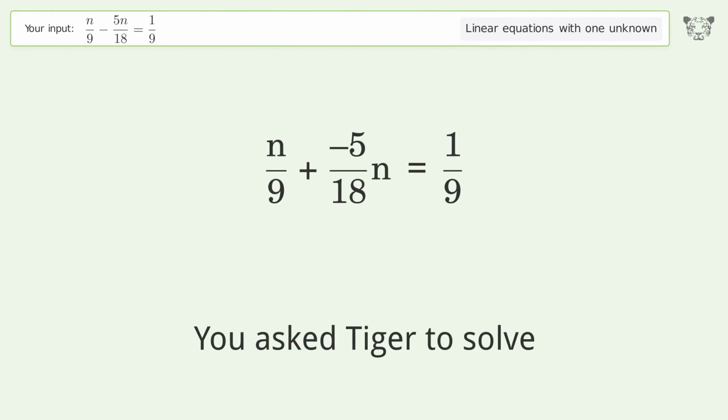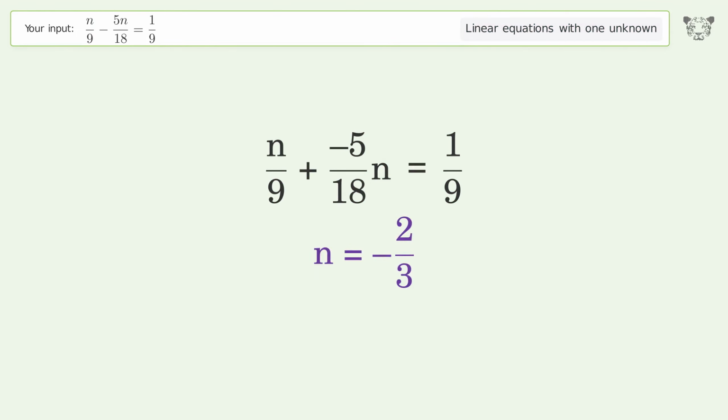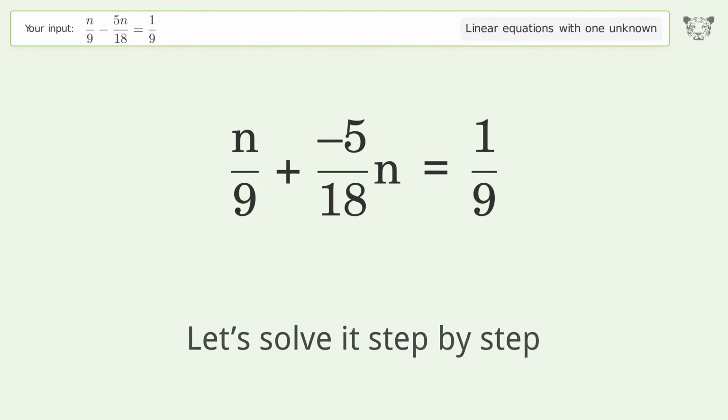You ask Tiger to solve this. This deals with linear equations with one unknown. The final result is n equals -2/3. Let's solve it step by step.